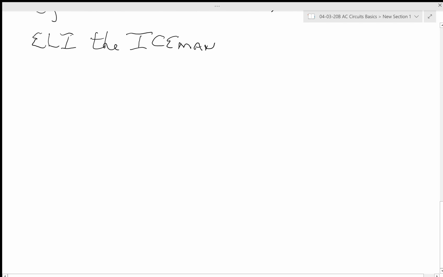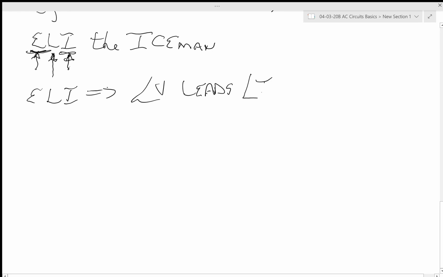Basically, ELI the ICEman says the angle of the voltage is greater than the angle of the current in an inductor by 90 degrees. Okay, so ELI implies that the angle of the voltage leads the angle of the current by 90 degrees in an inductor.